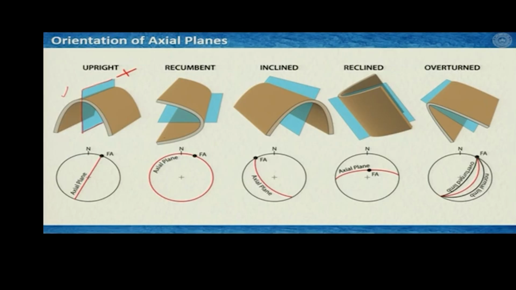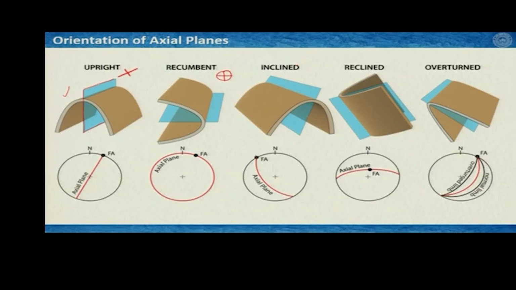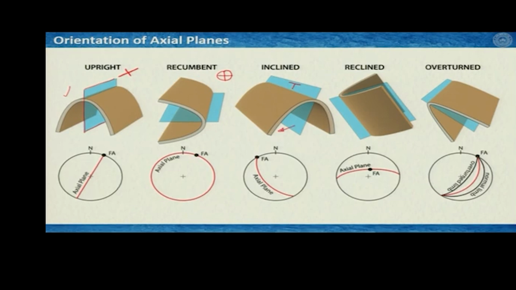In the recumbent fold, you see this is the folded strata, and here this is your axial plane, which is horizontal, and we call it recumbent. So in the map, you will define it something like that. Now the inclined fold, we clearly see that this axial plane, this blue plane, is inclined, it is dipping towards this side. So the axial plane is neither vertical nor horizontal, it is inclined.